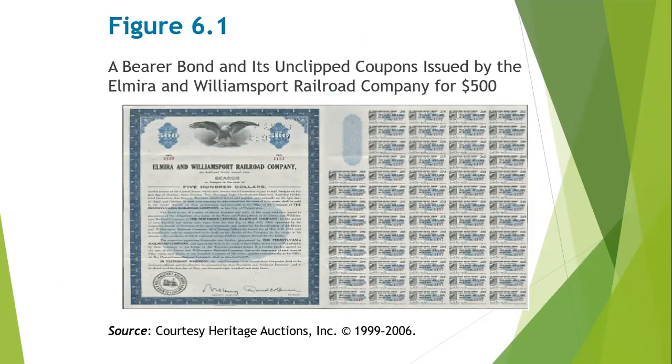Here you see in figure 6.1 a picture of a bearer bond and its unclipped coupons issued by Elmira and Williamsport Railroad Company for $500. So you see the certificate and the coupons there on your right.